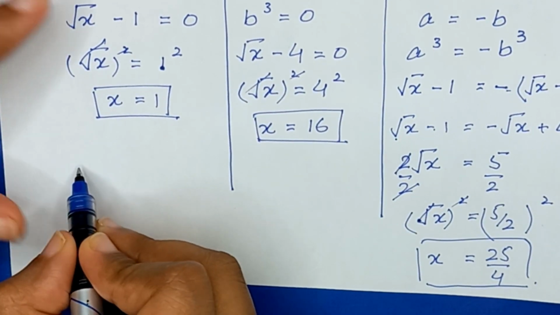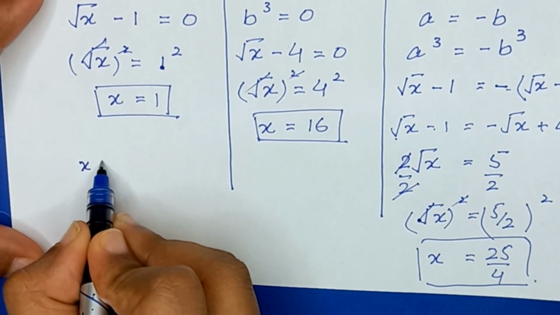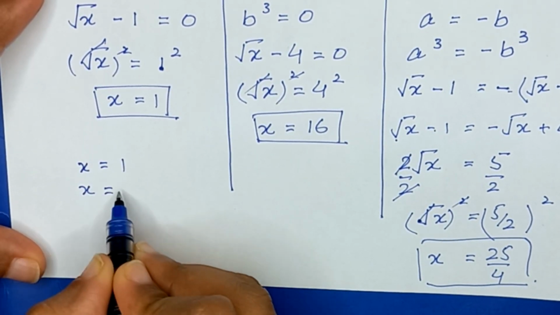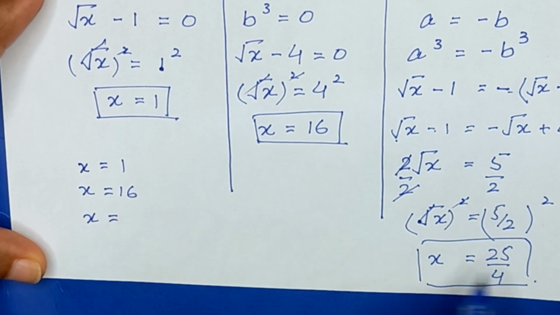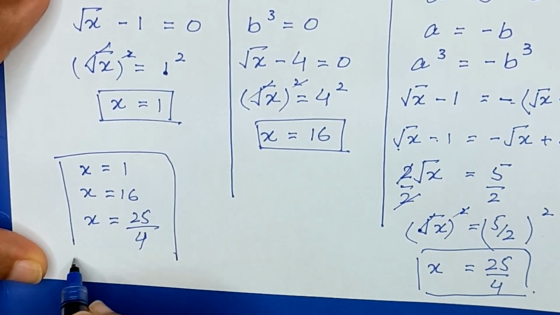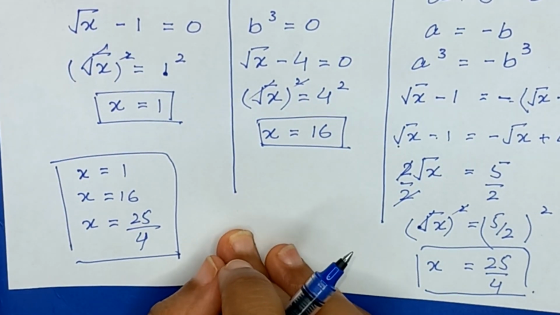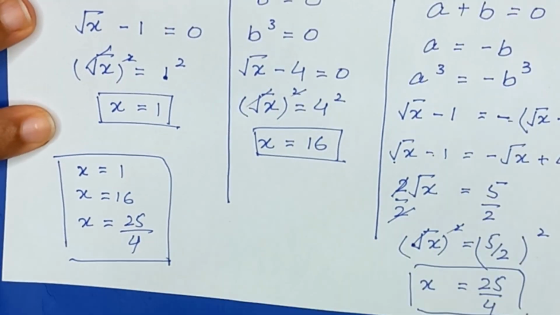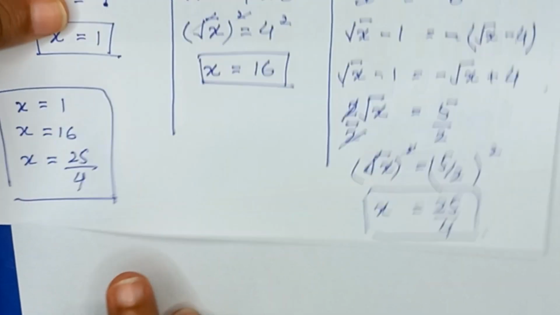Here we have x is equal to 1 and x is equal to 16 and x is equal to 25 divided by 4. These are all 3 solutions. Now we will verify it. So here for x is equal to 1.